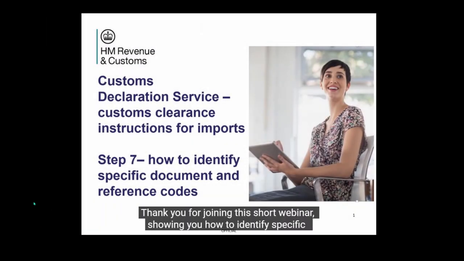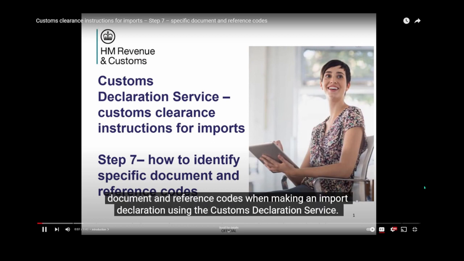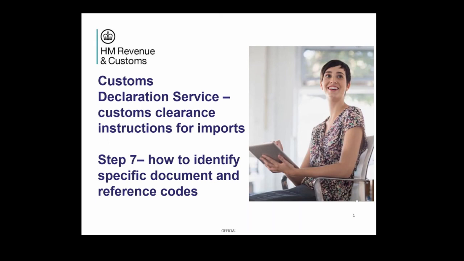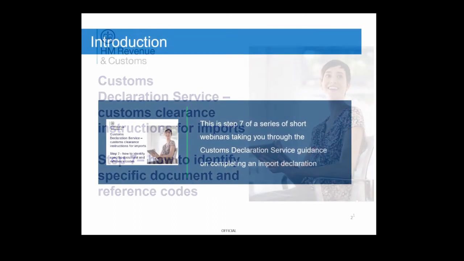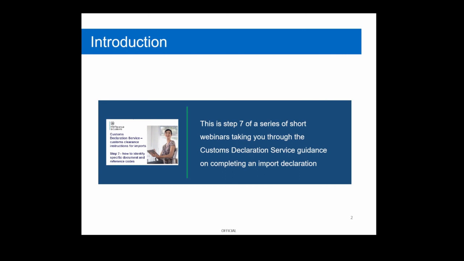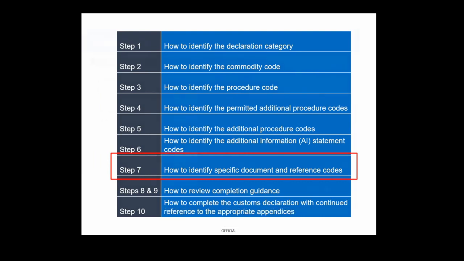Thank you for joining this short webinar showing you how to identify specific document and reference codes when making an import declaration using the Customs Declaration Service. This is step 7 of a series of short webinars taking you through the Customs Declaration Service guidance on completing an import declaration. This table sets out the step-by-step guides we'll be covering in this series.